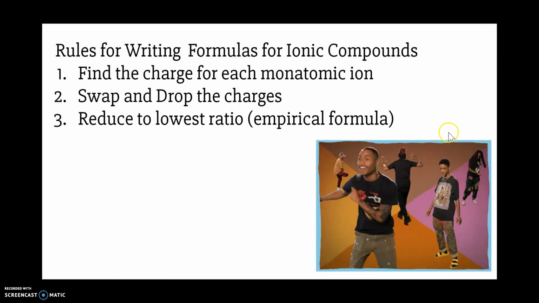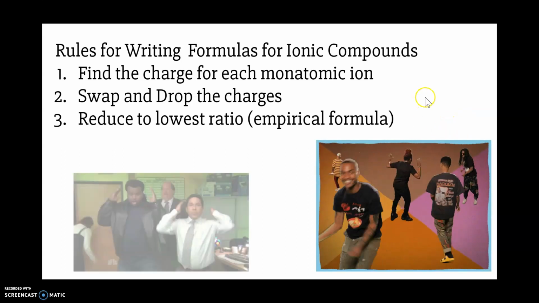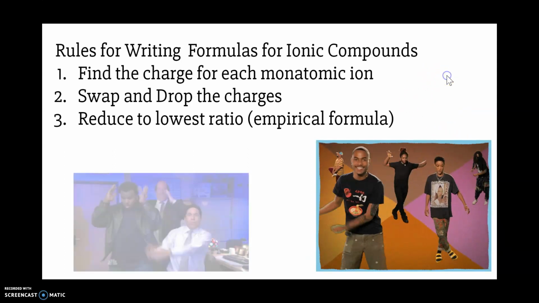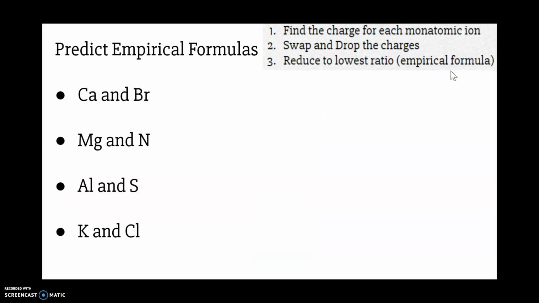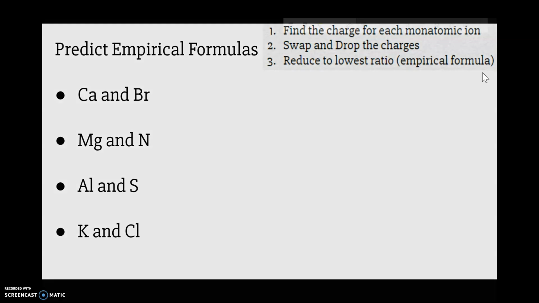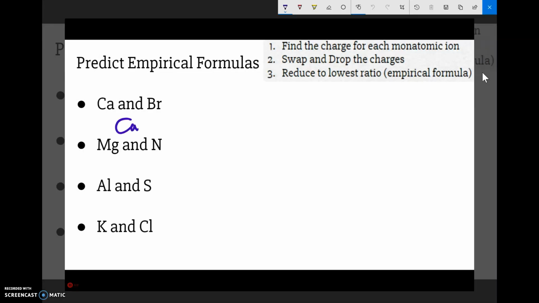Okay, so let's do this. It's like a dance party. We're so excited. All right, so let's do these examples. So first of all, we've got calcium and bromine. So we're going to go ahead and do their charges. So calcium's charge is 2+ because it's in group 2. Bromide has a negative charge.